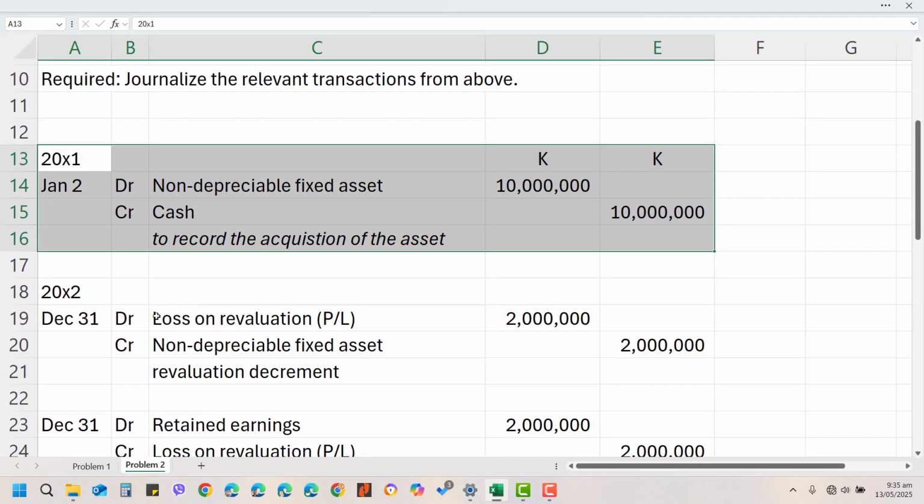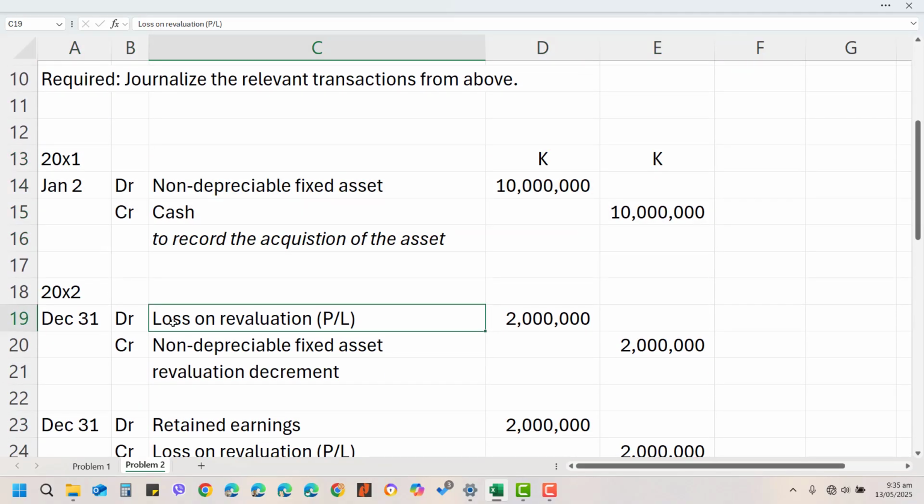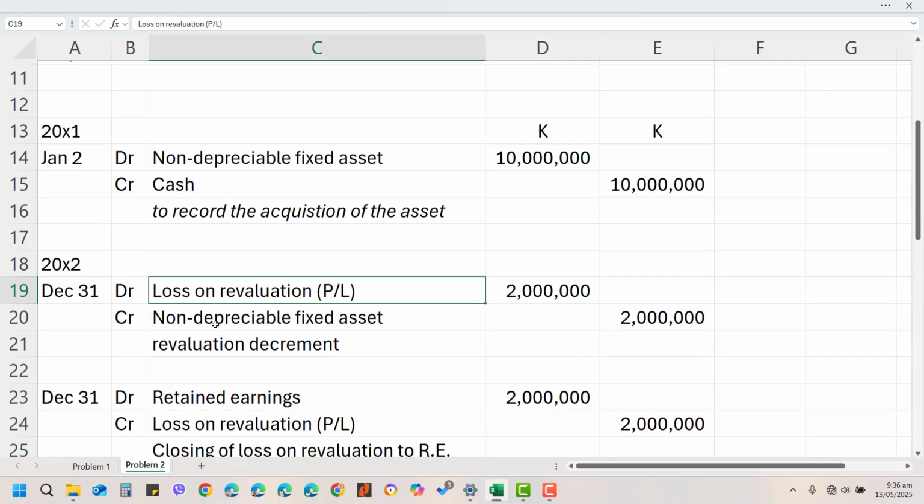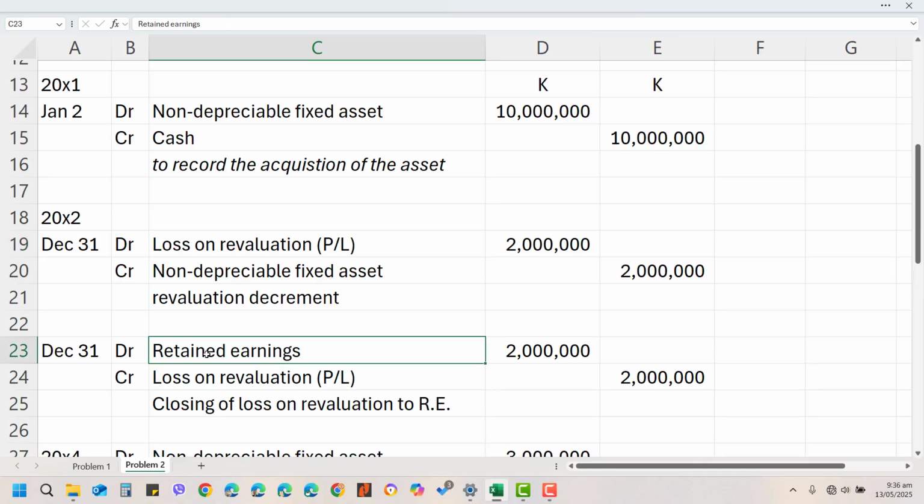Now, if it is initial recognition of loss, you charge it to PL. So the loss on revaluation here will be charged to PL. So 2 million. So we got it from 10 million less 8 million. And this loss should be closed to retained earnings. Of course, 31st December is the financial year end, so that is when you are closing the transaction.